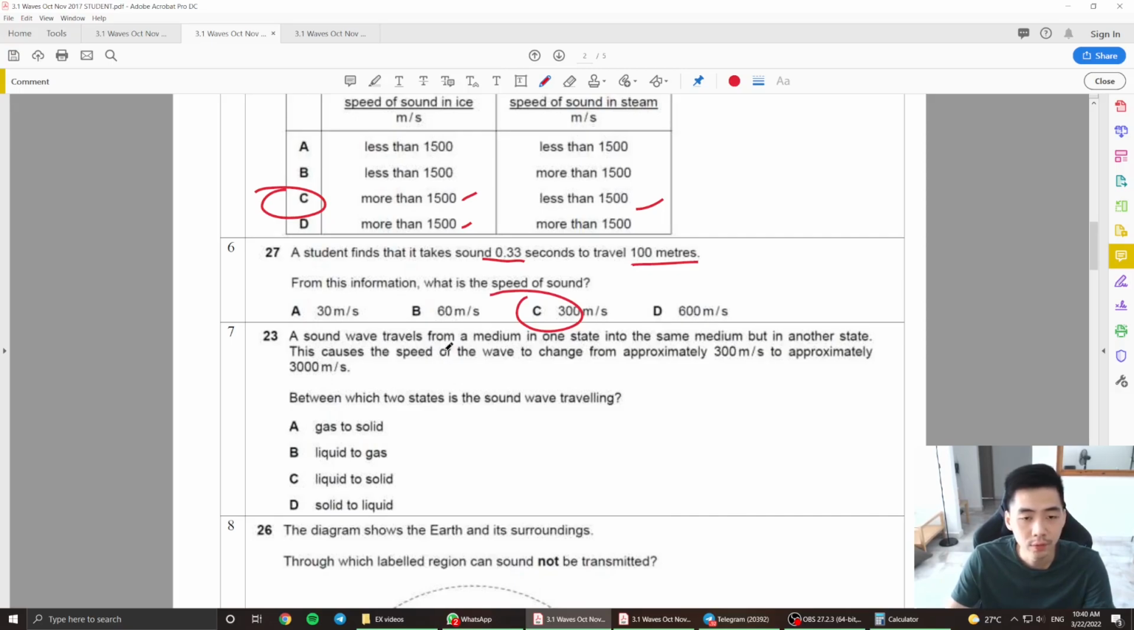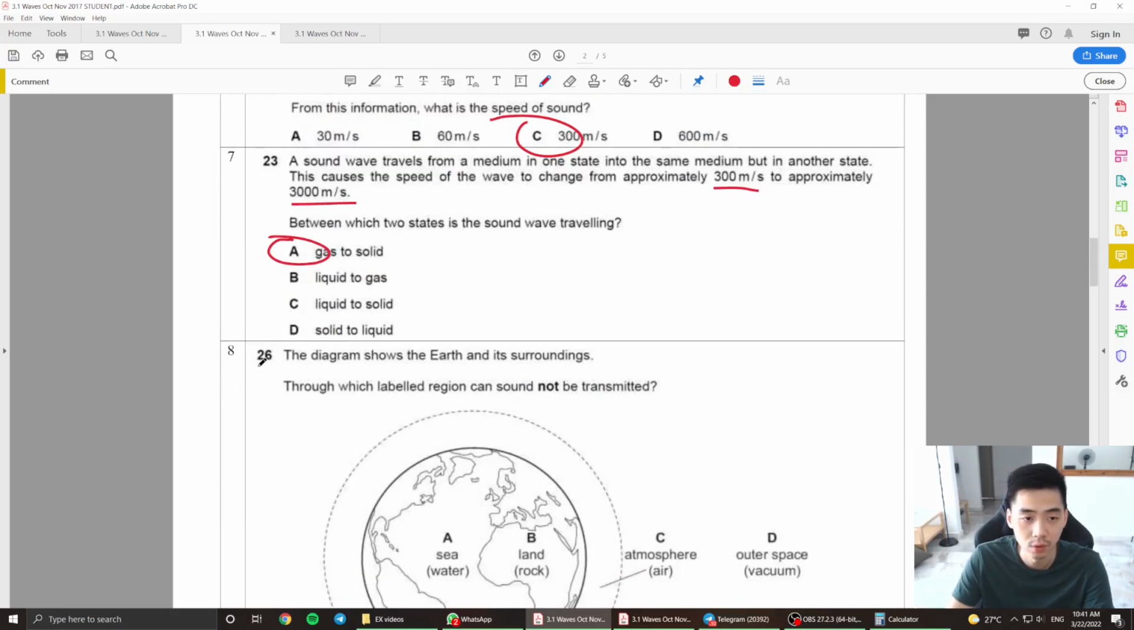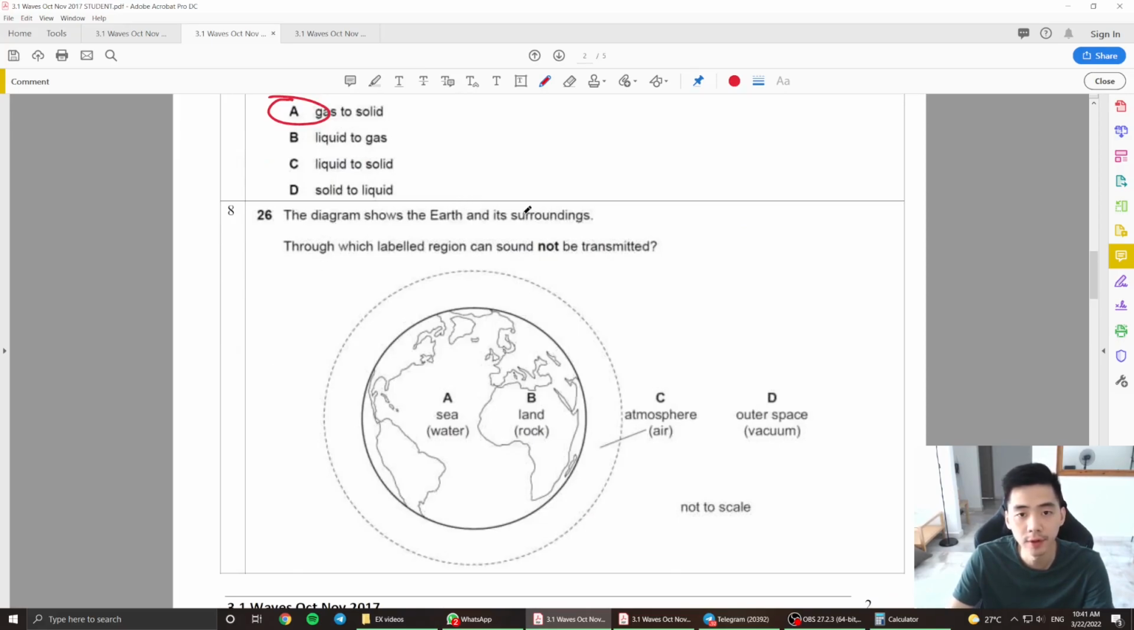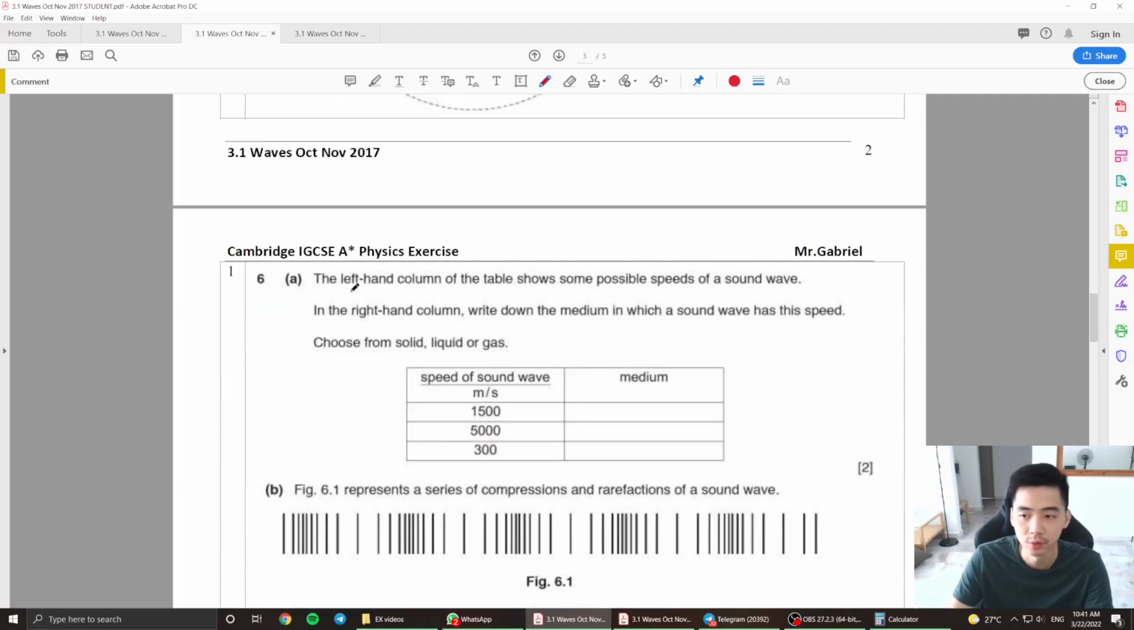A sound wave travels from a medium in one state into a medium in another state. This causes the speed of the wave to change from approximately 300 meters per second to approximately 3,000 meters per second. What is this change of state? Obviously, it's going to be gas to solid, right? In this case here, the jump is too great. The diagram shows Earth and its surroundings. Through which labeled region can sound not be transmitted? There is water, there is rock, there is air, and then obviously vacuum. Sound cannot travel in a vacuum, guys.